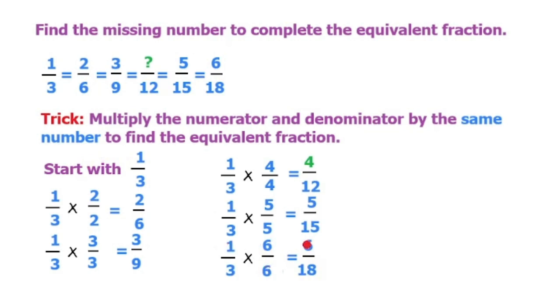1/3 times 6/6. 6 times 1 is 6. 6 times 3 is 18. So we have our answer already, and the missing number is 4. And that's the trick to help you find equivalent fractions.